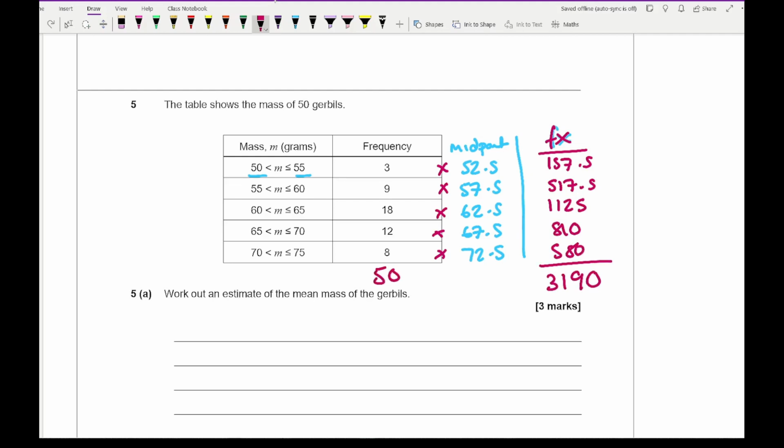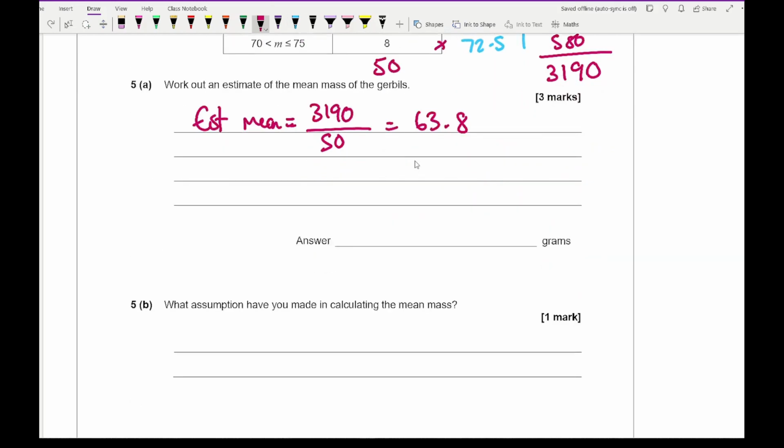Now, I know that the total frequency is 50, so the estimated mean is going to be sigma of the sum of fx, which is 3190, all divided by 50, which gives us an answer of 63.8, which seems a bit reasonable because obviously 60 to 65 is our most popular group. So you would expect your average mean to be roughly around there. So here, just writing 63.8 would be absolutely fine.